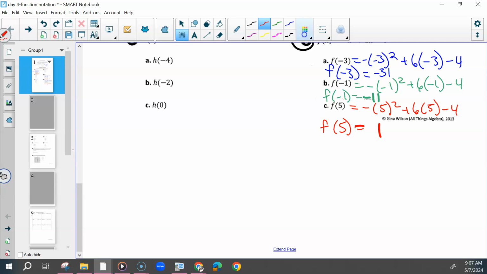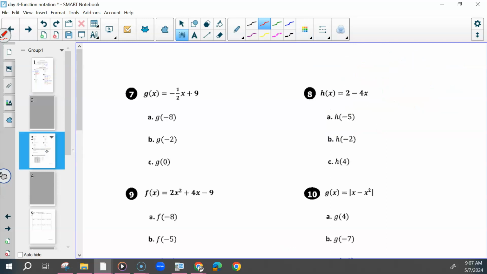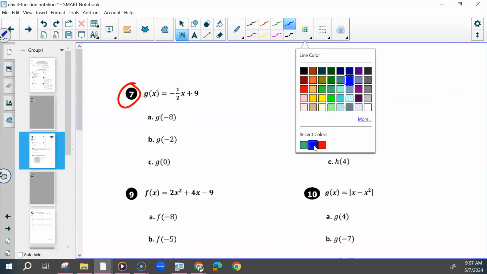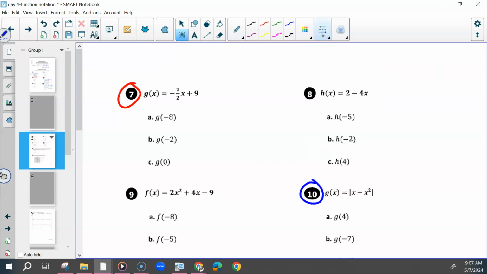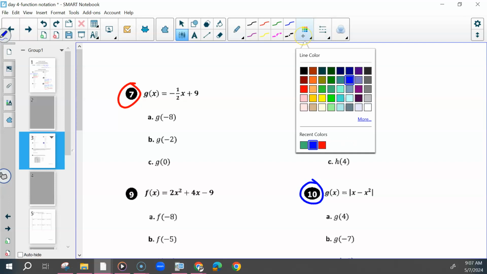Other questions on that? Questions on 7 through 10? I'm going to set them up. You can do them in the calculator, in Desmos, or by hand.